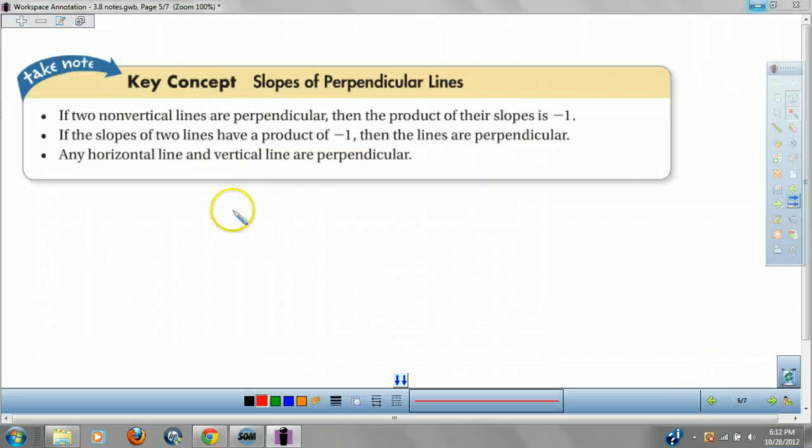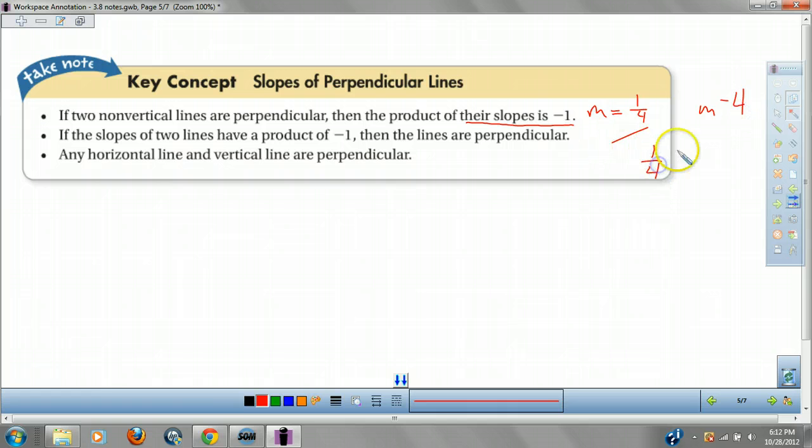Alright guys, let's talk about perpendicular lines. Now perpendicular, a lot of people get thrown off by this one. If two non-vertical lines are perpendicular, then the product of their slopes is negative 1. Okay? That means, for example, if one line's slope is 1/4, the other will have to be negative 4, because 1/4 times negative 4 is negative 1. Okay? So you flip it and take the negative.